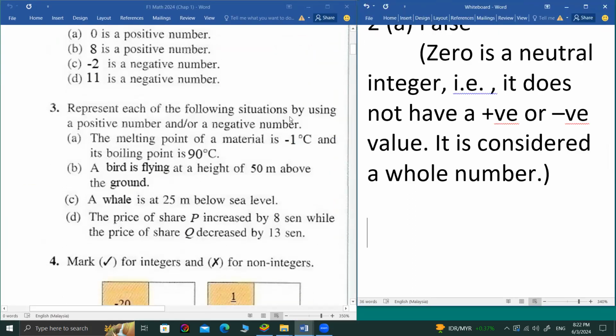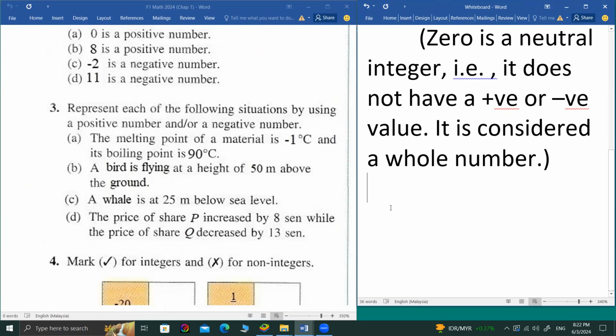Represent each of the following situations by using a positive number and or a negative number. We see number 3. It's quite easy also for the start. It's not that hard. The melting point of a material is -1 degree Celsius and its boiling point is positive 90 degree Celsius. So you're asked to represent each of the following situations by using a positive number and also a negative number.